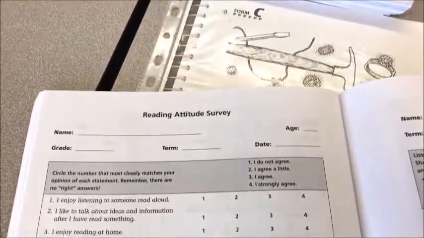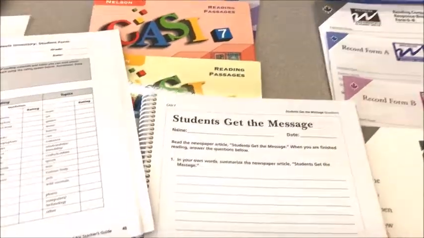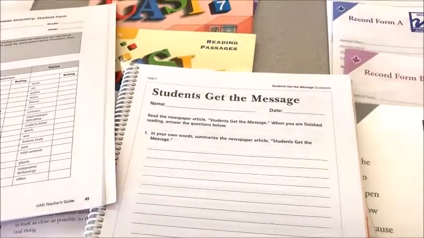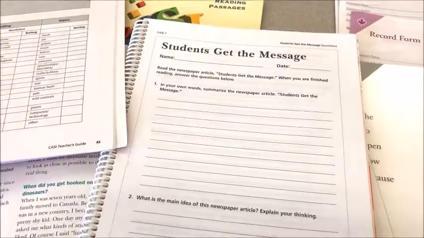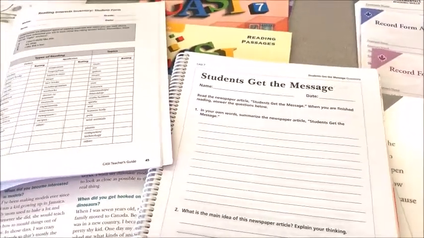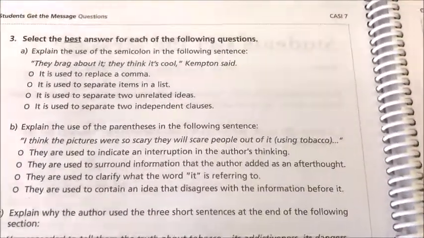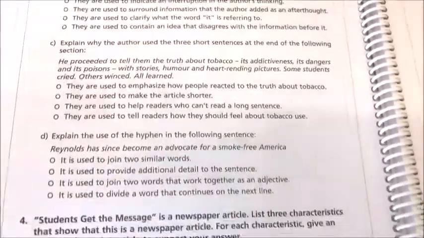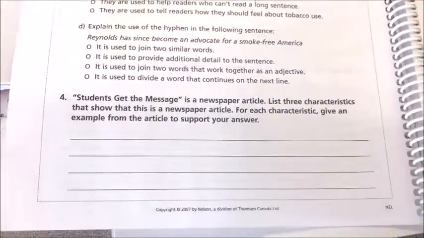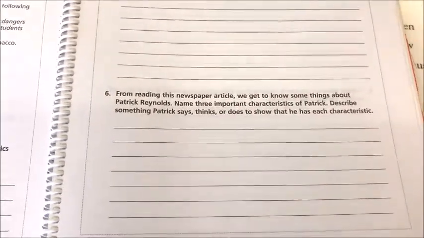So it's looking at students' attitude towards reading, their reading interests, and it's also looking at how well they use reading strategies, such as their ability to extract information from text, how well they summarize, find the main idea, make inferences, make connections. This assessment also looks at grammar and context, features of different types of texts, and also the points of view that one might find in different texts.